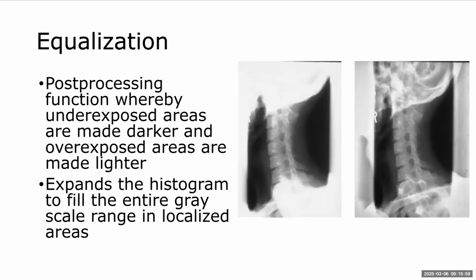Equalization is where areas that are underexposed can be made darker and overexposed areas can be made lighter. So for things like oblique C-spines, sometimes it can be used to expand that histogram and fill that entire grayscale in localized areas. In this example, you can see that now you're better able to see from C1 down to C7-T1 when the equalization tool is used.